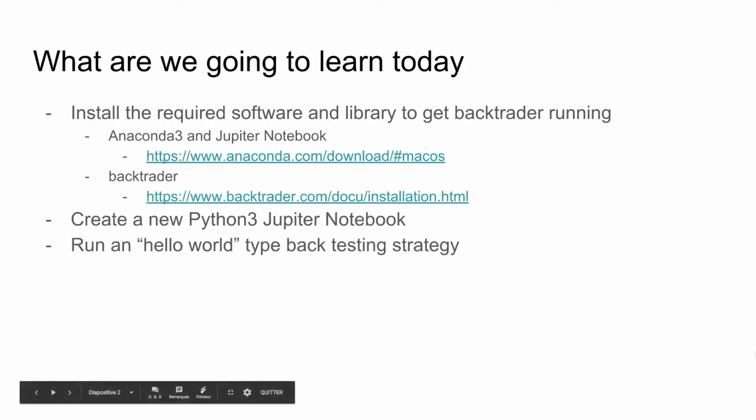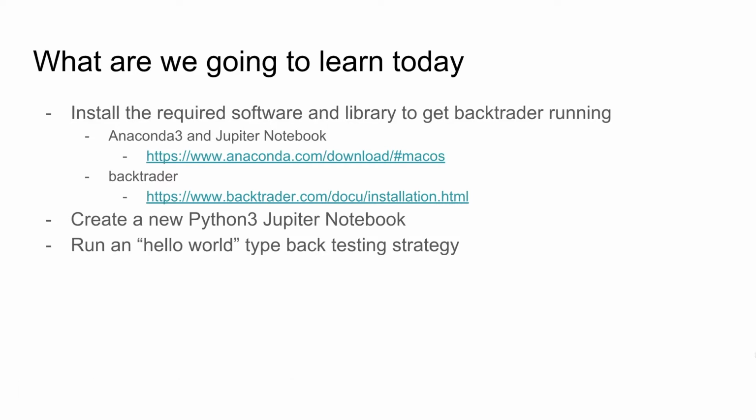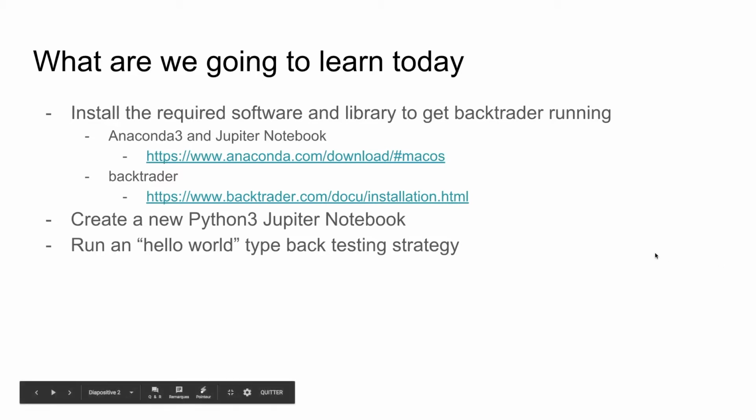So what are we going to learn today? Let me split this tutorial in 3 parts. We're going to install the software that we need. These 2 software are mainly Anaconda, that includes Jupyter Notebook, and Backtrader. After that, we're going to create a Python 3 Jupyter Notebook so that you can follow along when I code, and you're going to be able to reproduce the same steps on your machine. And after that, we're going to run a Hello World type of application to make sure everything's set up properly.